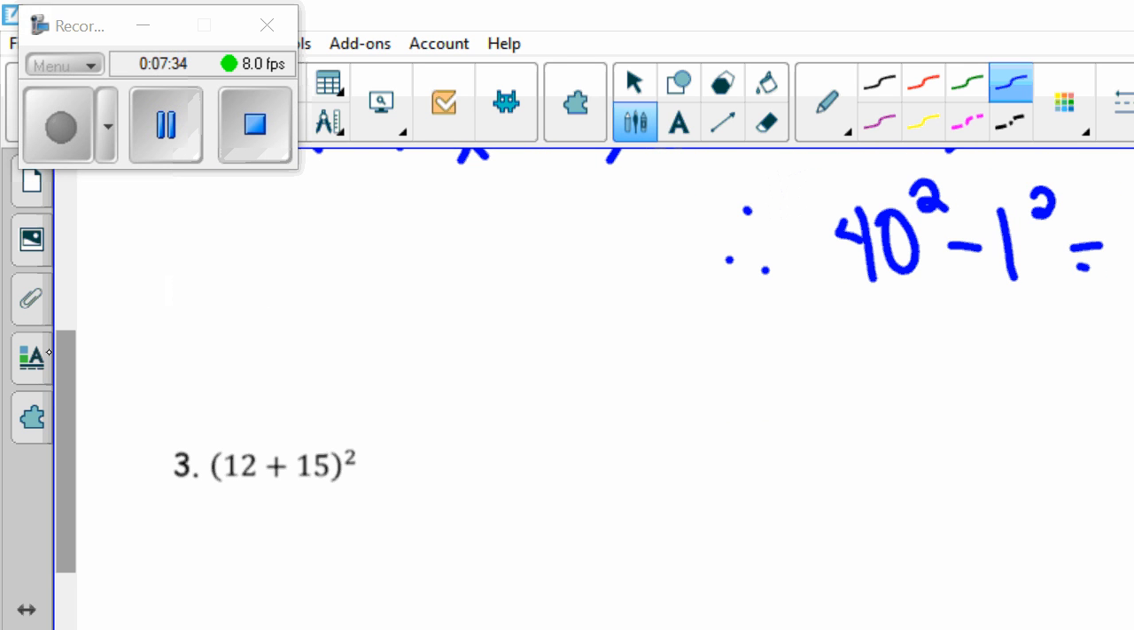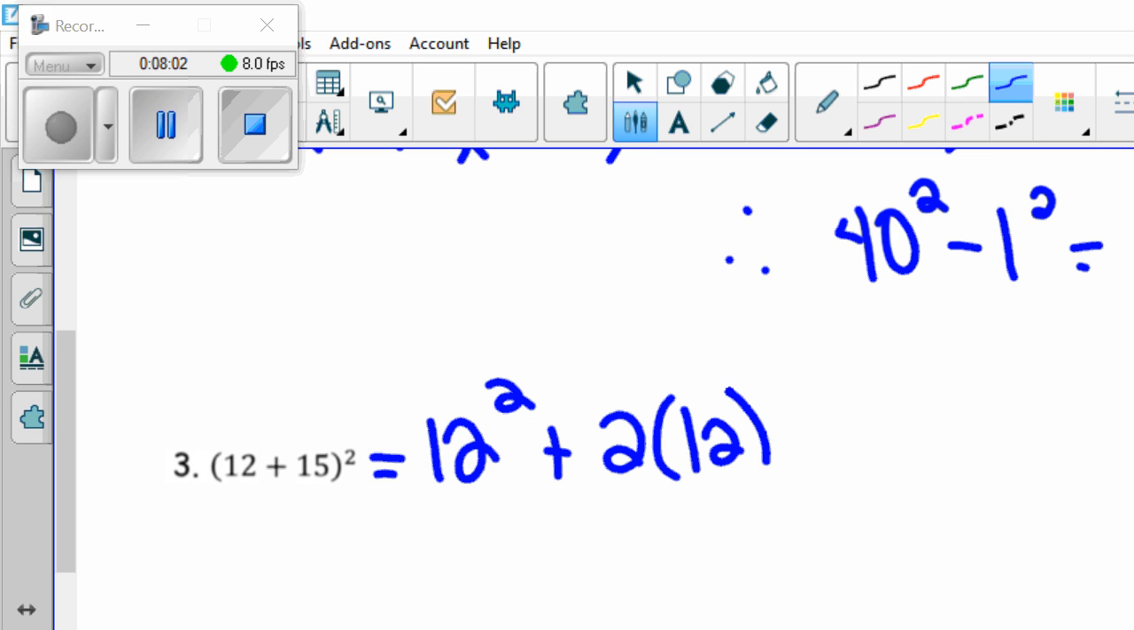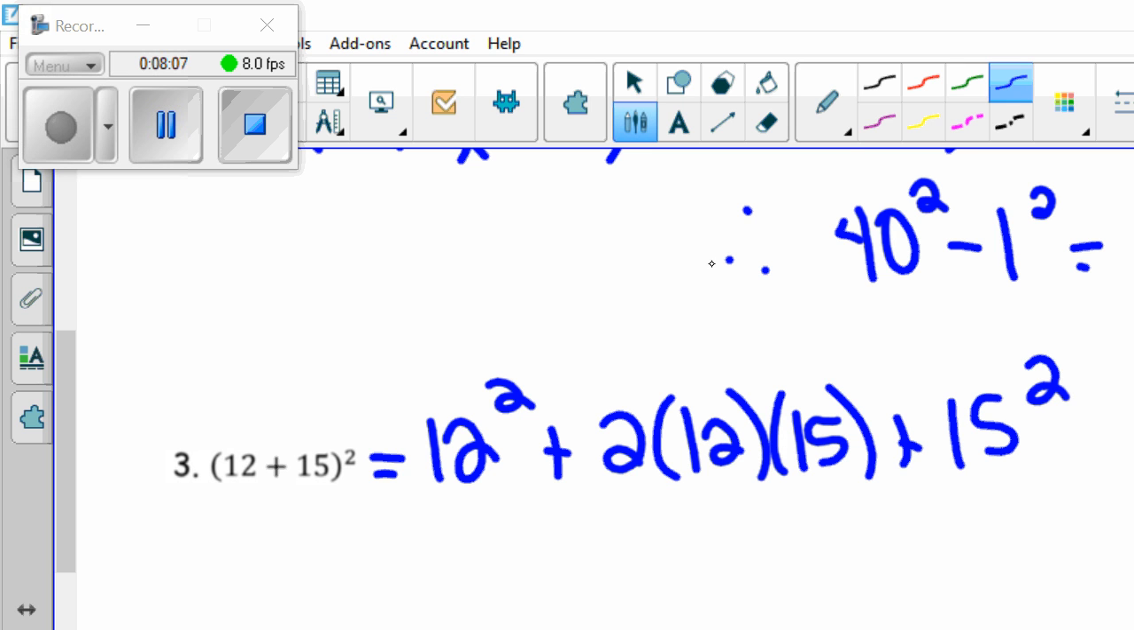So 12 plus 15 quantity squared. So this was our perfect square, a sum of squares. So we're going to expand this out as the sum of squares. The sum of squares says I take the first one and I square it. So this would be 12 squared. I multiply the two terms together and double it. So 2 times 12 times 15 plus the last term squared, 15 squared.